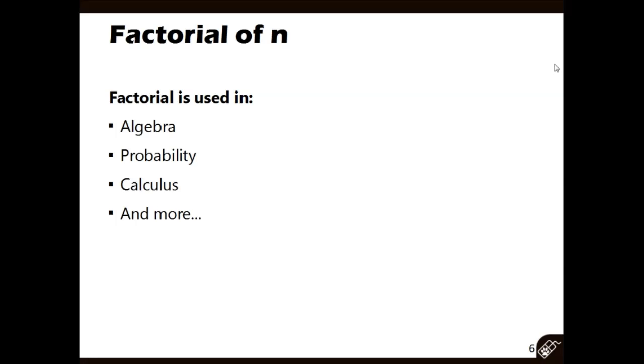Where is factorial being used? I can think of algebra, probability, calculus, but there are many more areas in math, in statistics, in probability. There are so many uses in math. Factorial is everywhere. You can think of it that way.